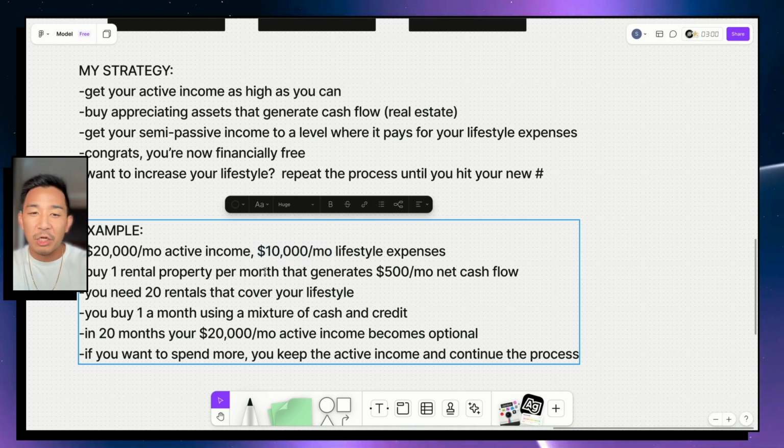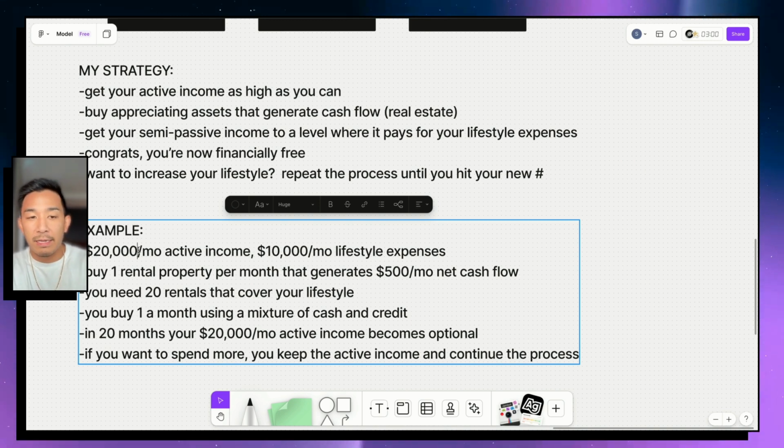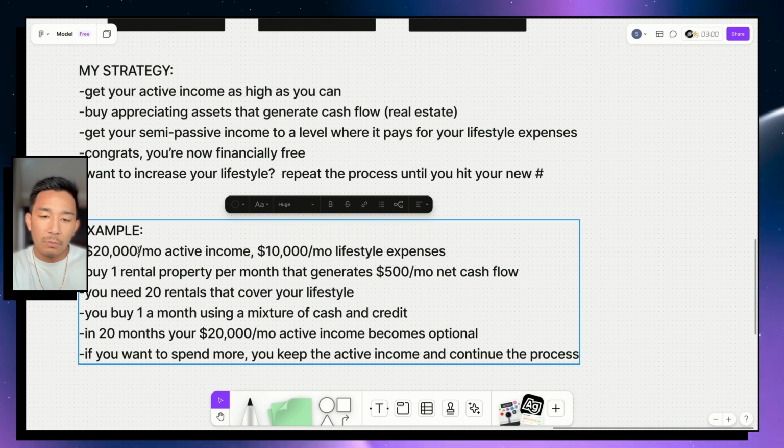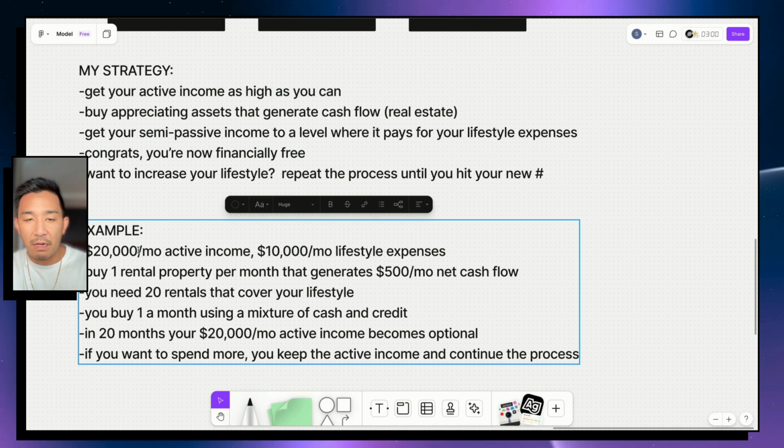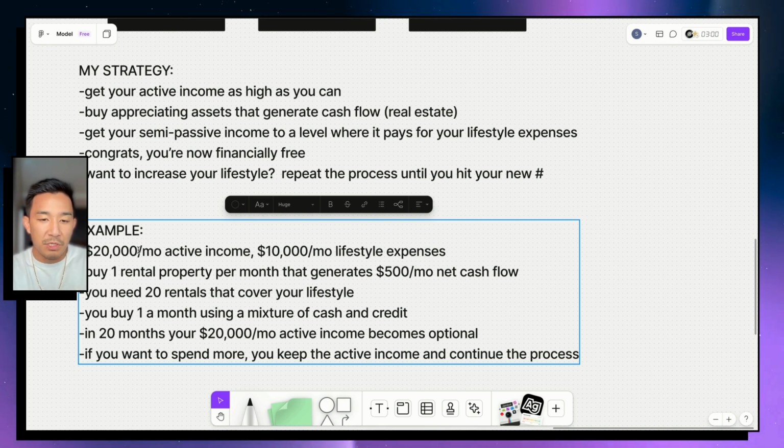If you want to increase that $10,000 a month lifestyle expense to $20,000 a month, then maybe you need another 20 rentals, or you're going to need to keep this active income a little bit longer. So if you want to spend more, just keep that in mind. And it often happens, you increase your lifestyle expenses, something happens and you level up. Well, then you keep the active income and you just continue this process.